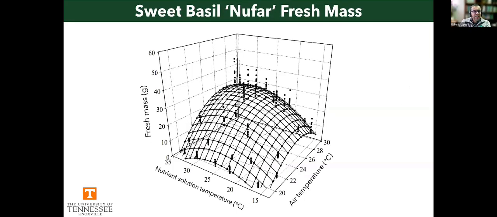So here we have a slightly complicated figure where we're looking at the nutrient solution temperature as well as the air temperature. And obviously the most important thing is, right, that harvestable fresh mass. So let's start off with a relatively cool air temperature and a relatively cool nutrient solution temperature of around 59 degrees. We can see that our harvestable fresh mass is quite low. We get about 6 grams.